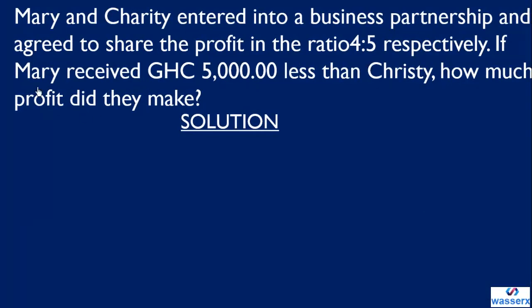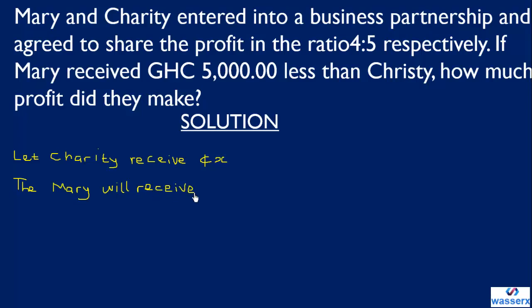Mary and Charity entered into a business partnership and agreed to share the profit in the ratio 4:5 respectively. So if Mary received 5,000 Ghana cedis less than Charity, how much profit did they make? So we should let Charity's share be X, or let Charity receive X cedis. Then Mary will receive 5,000 less, meaning subtract 5,000 from Charity's share, which is X. So we have X minus 5,000.